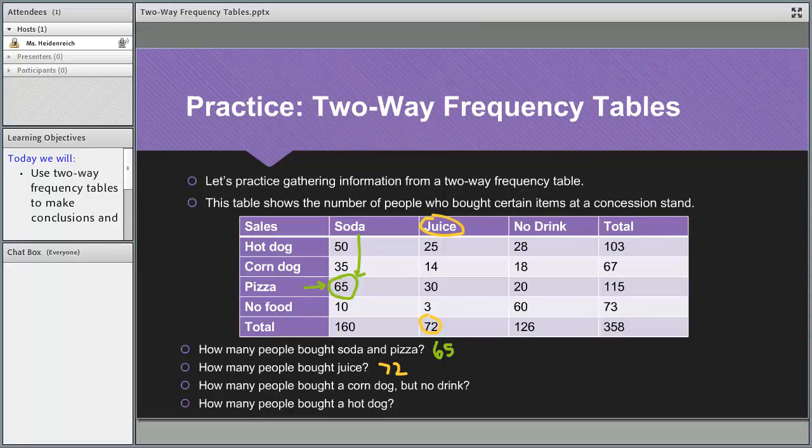All right, so I want you to think about these next two questions, maybe even pause this video and try them out, write some answers down, and then unpause it when you're ready to check your answers. How many people bought a corn dog but no drink? And then how many people bought a hot dog?